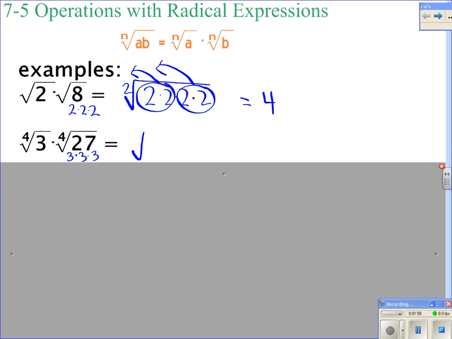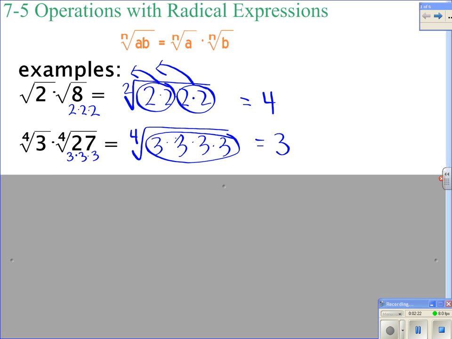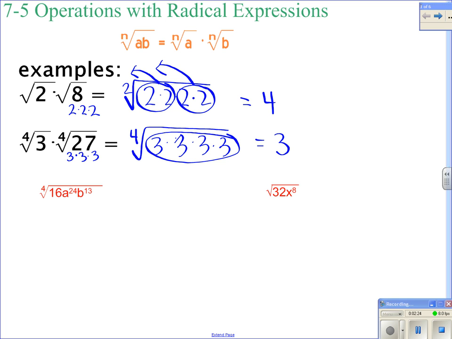This next one, it's a fourth root. So we're looking for groups of 4. Do we have a group of 4? So we take that out and we get 3. Nothing left underneath the root. So let's add some letters into this. Copy these 2 down.